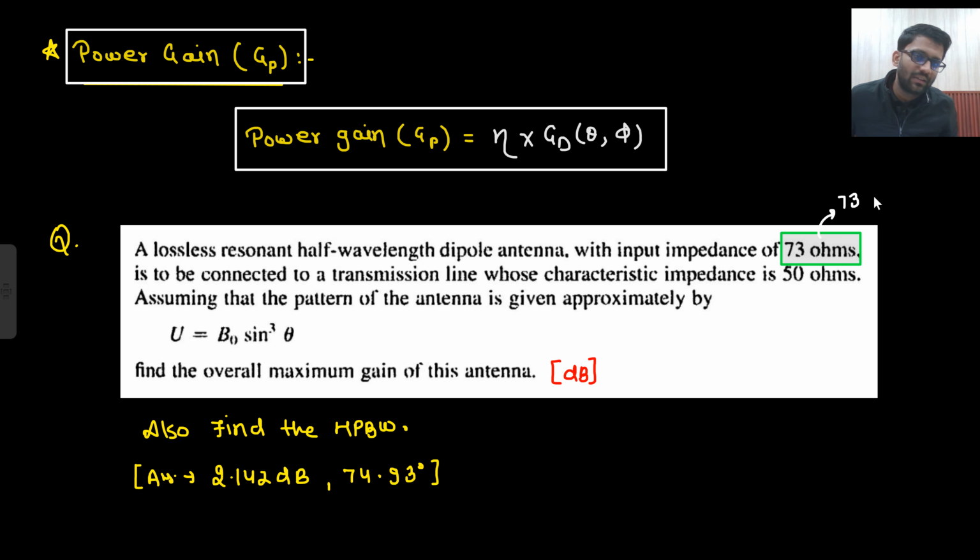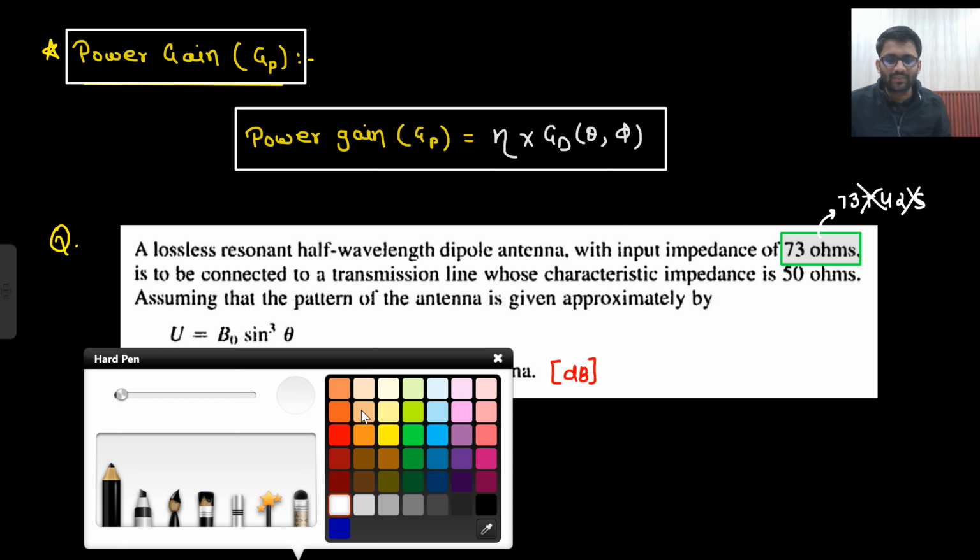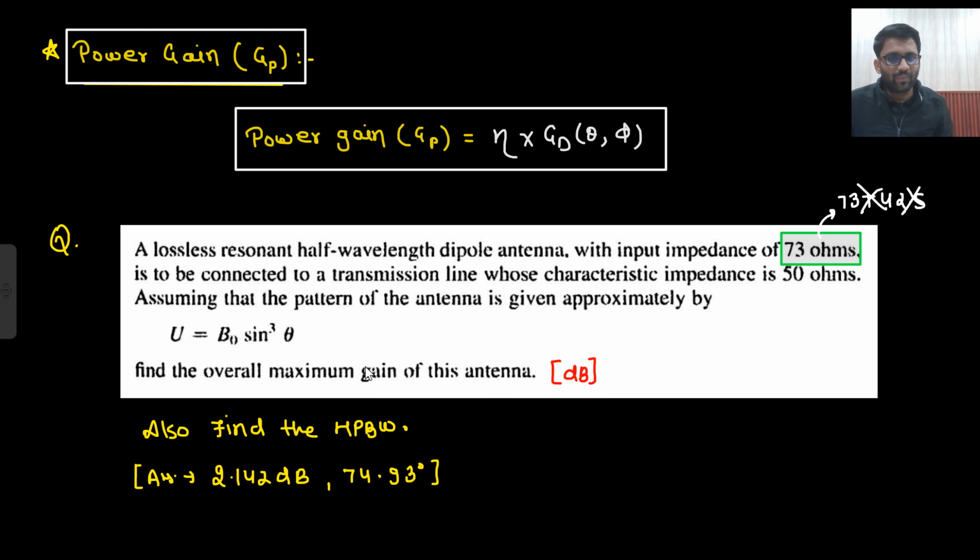So now you don't need to say, sir, the input impedance will be 73 plus j42.5. No, this is wrong. Why is this wrong? Because they have mentioned it. They have said that you need to take the input impedance as 73 ohm only. So input impedance is 73 ohm and the transmission line is 50 ohm, a lossless transmission line with characteristic impedance 50 ohm. Assuming the pattern is given like this, you need to find the overall maximum power gain. In the examination, it will be power gain only, because gain could be directive gain as well.